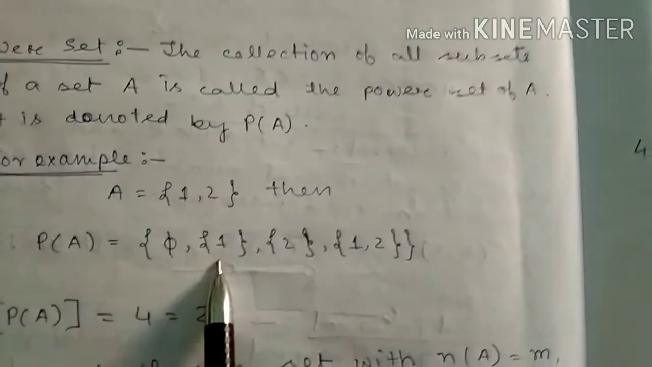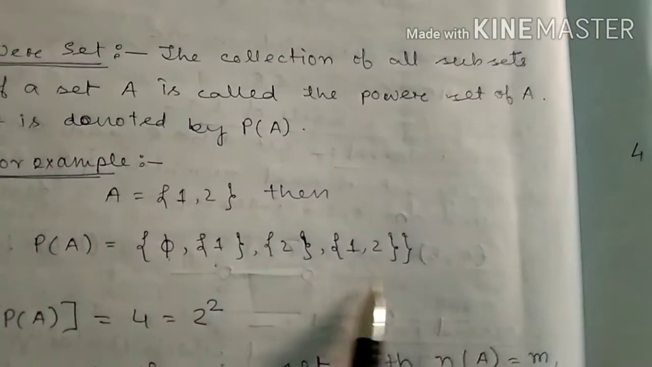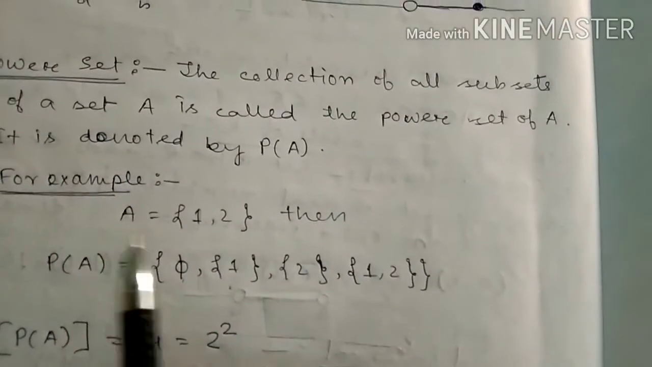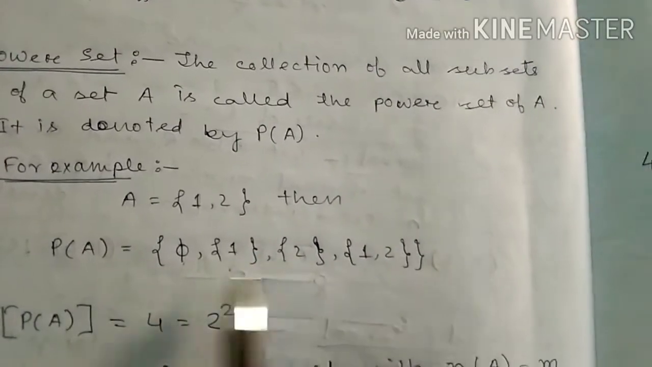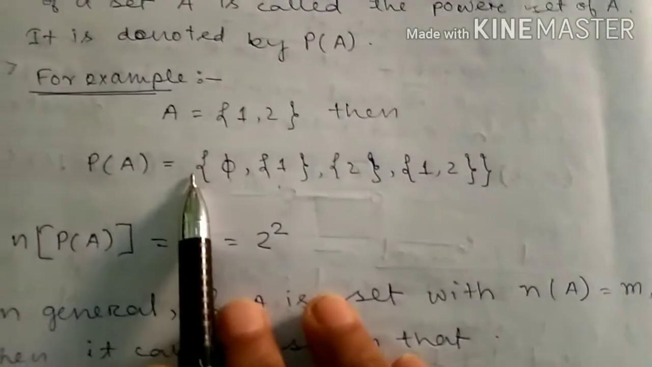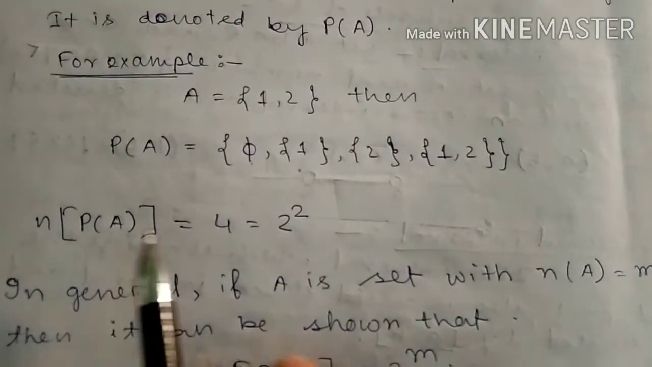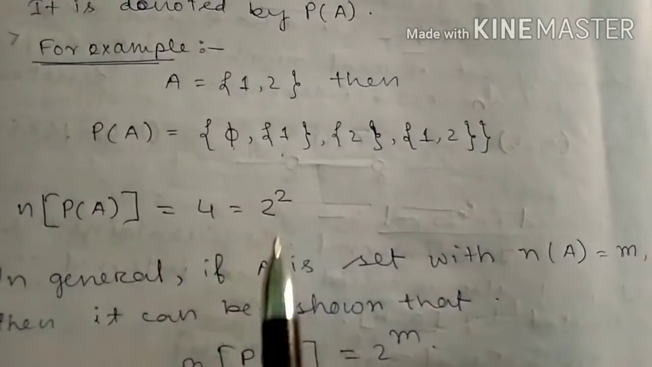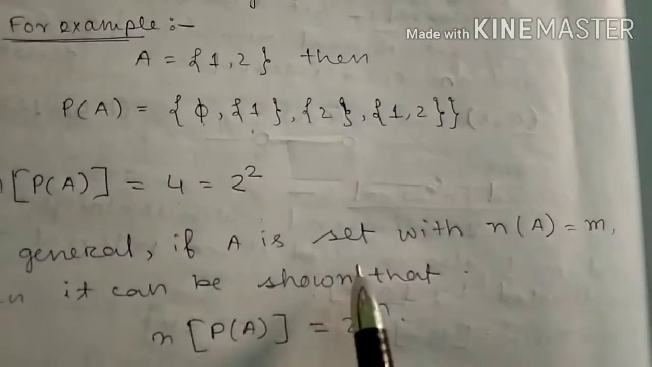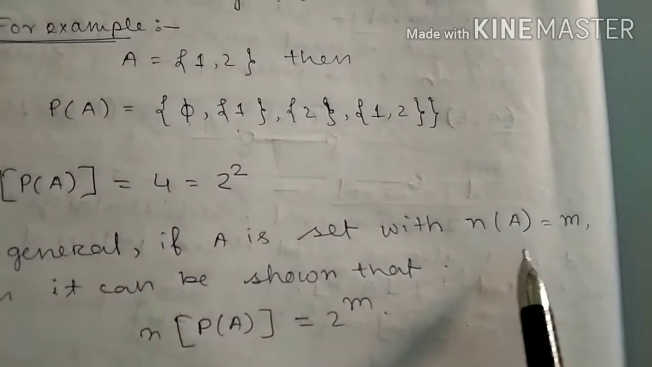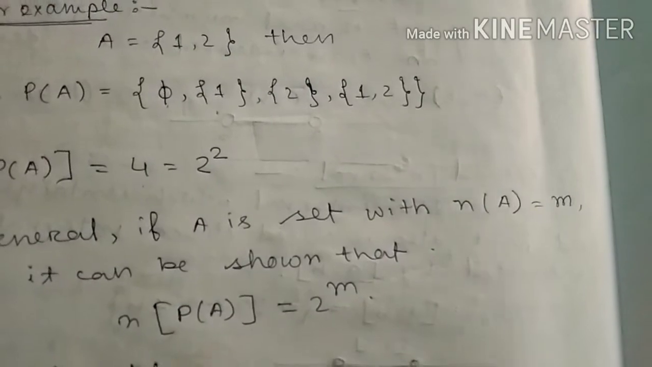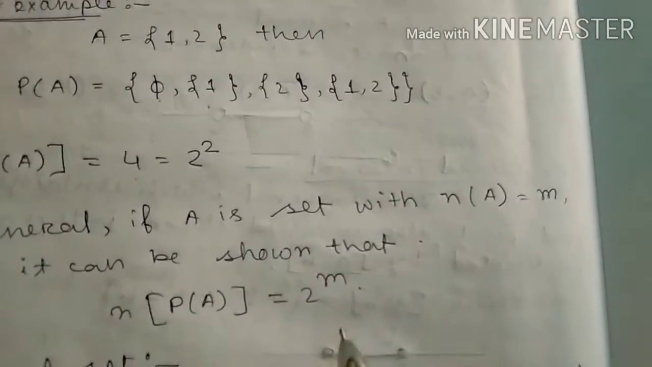Then the subset containing 1 element, the subset containing 2, and the subset containing both elements. So these are the 4 subsets of this set, and you can say this is the power set. So the number of elements in the power set, n(P(A)), equals 4, which you can express as 2 to the power 2. You can express this in general form: if A is a set with n(A) = m, it can be shown that the number of elements in the power set is 2 to the power m.